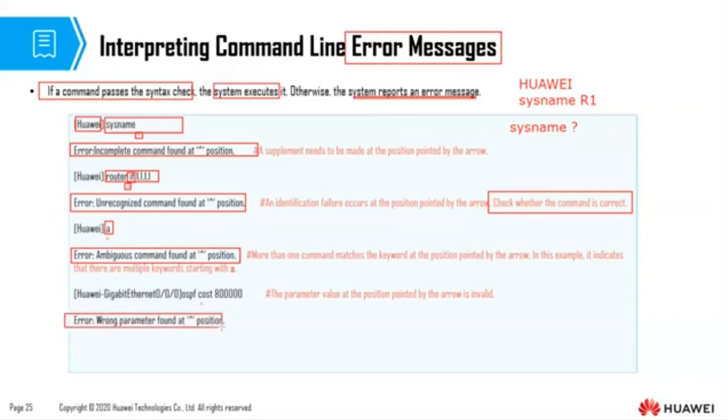The other one is wrong parameter. Wrong parameter found at that particular position. So it simply means that the parameter value at the position pointed by the arrow is invalid. So for example, when we are configuring OSPF, you're going to see that we can configure the OSPF cost. So for example, you enter 80,000 and maybe the maximum value that is allowed is 20,000. That is just an example. So if the maximum is 20,000 and you enter 80,000, then it's going to tell you that that is a wrong parameter.